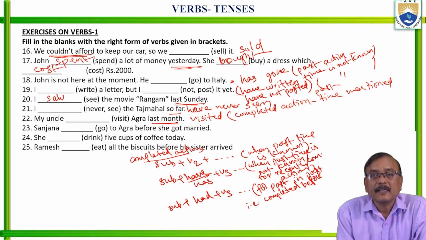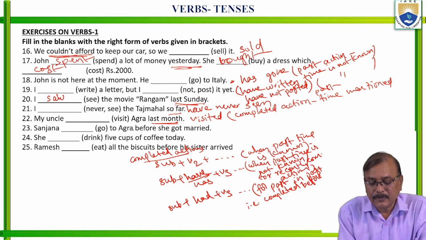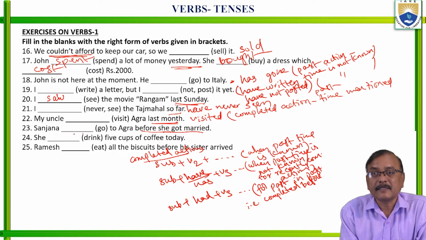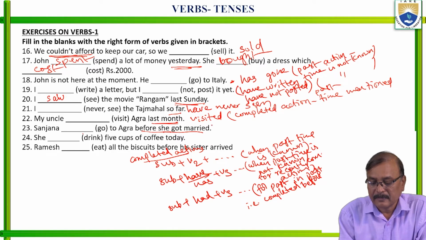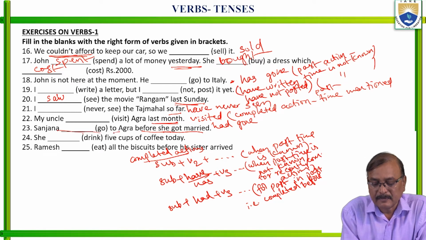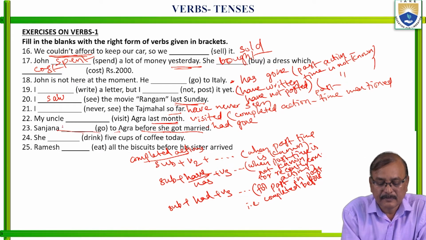Visited. Next. Sanjana go to Agra before she got married. So, she got married is past action. Before she got married means before past. This one is past in past. Okay, past in past. So it is had gone. Sanjana had gone to Agra. Is it clear? Sanjana had gone to Agra before she got married. Because this is past in past action. Before she got married, she had gone.